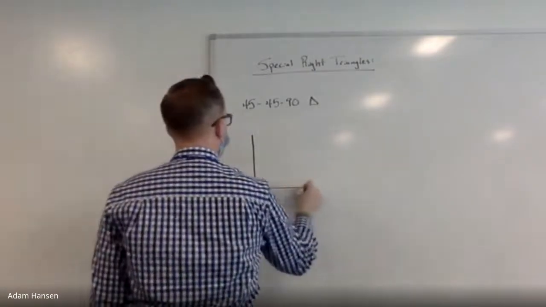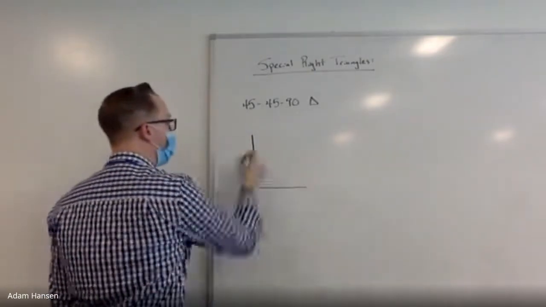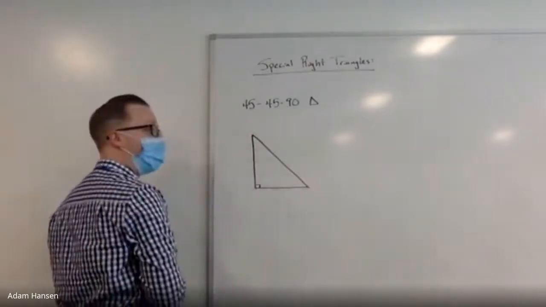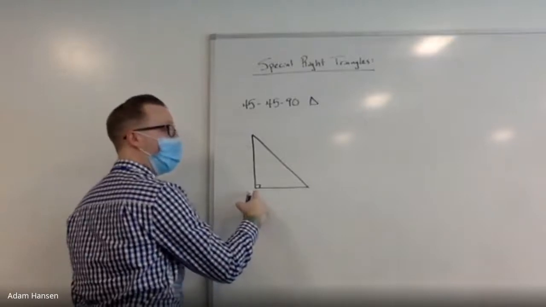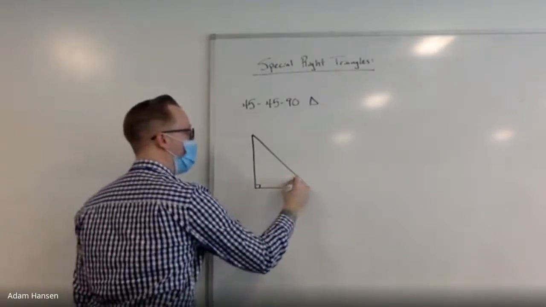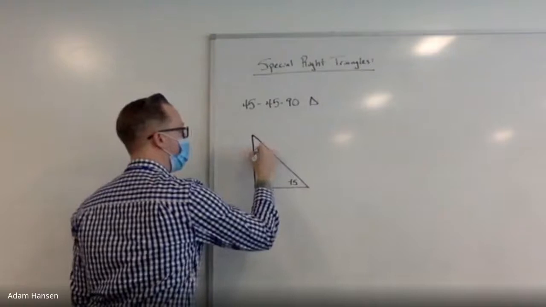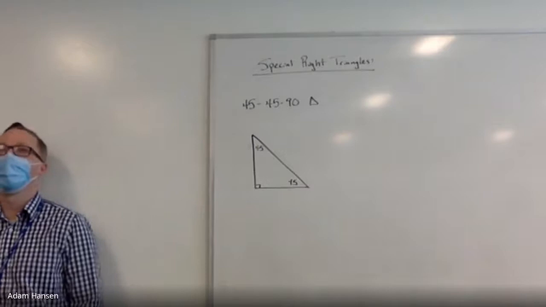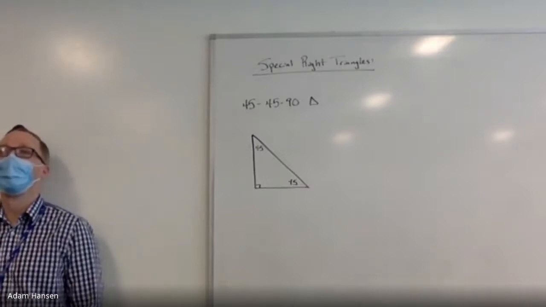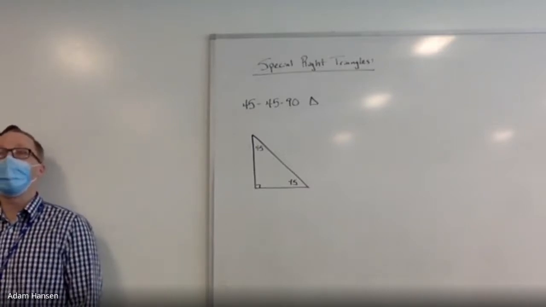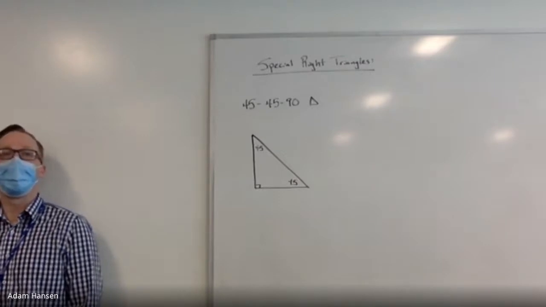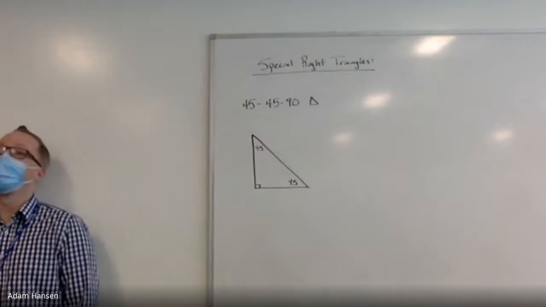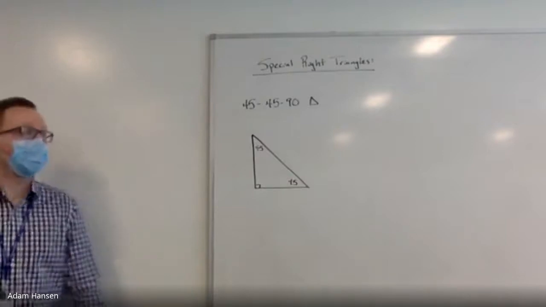In a 45, 45, 90 triangle, the two acute angles have a measure of 45 and 45, as well as the 90-degree right angle. Now, in terms of the side lengths, what would have to be true about this triangle? The angles add up to 180. How about the side lengths, though?